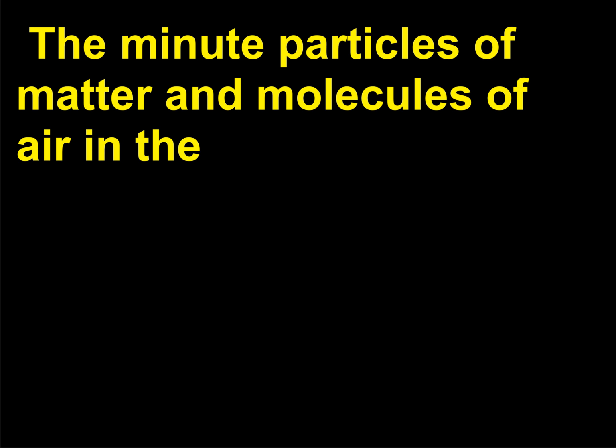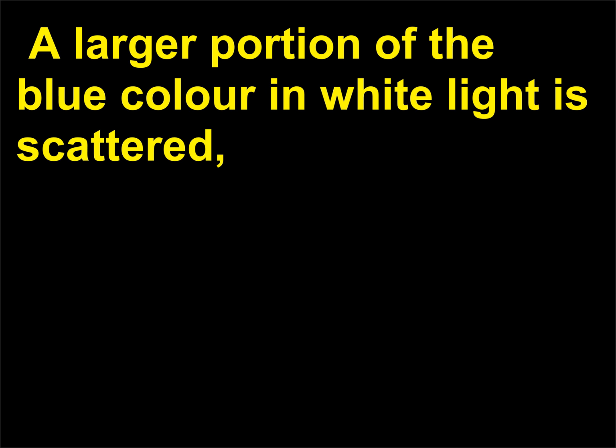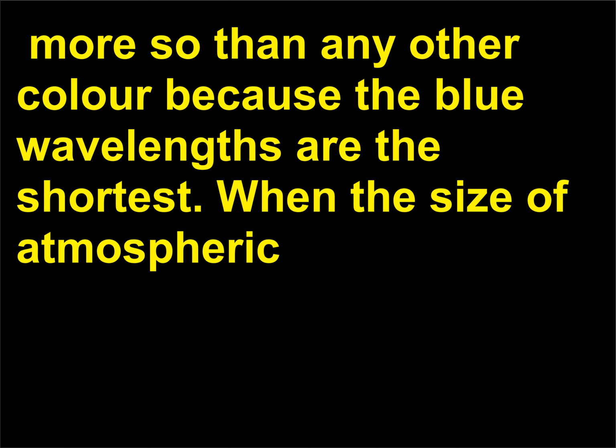The minute particles of matter and molecules of air in the atmosphere intercept and scatter the white light of the sun. A larger portion of the blue color in white light is scattered, more so than any other color, because the blue wavelengths are the shortest.